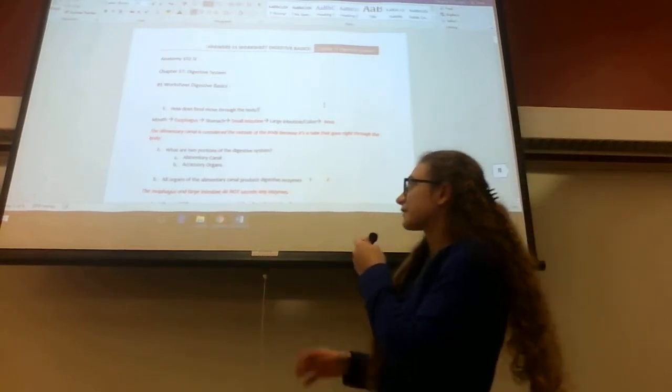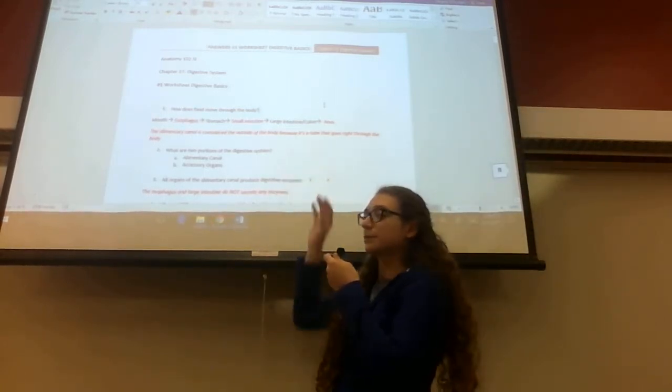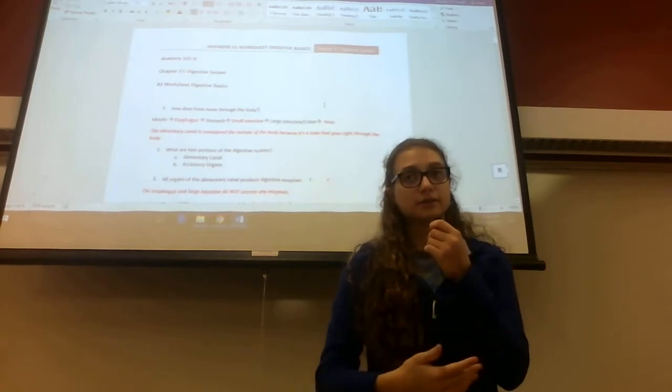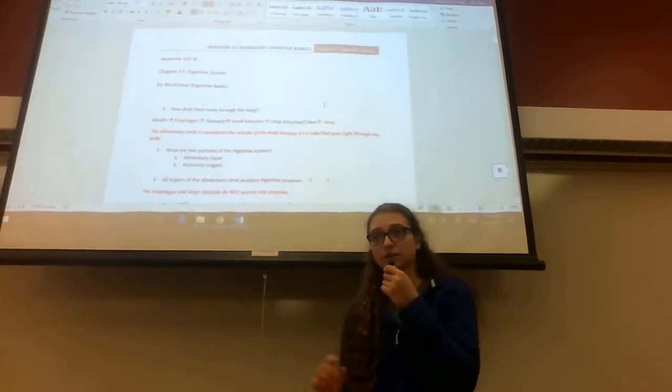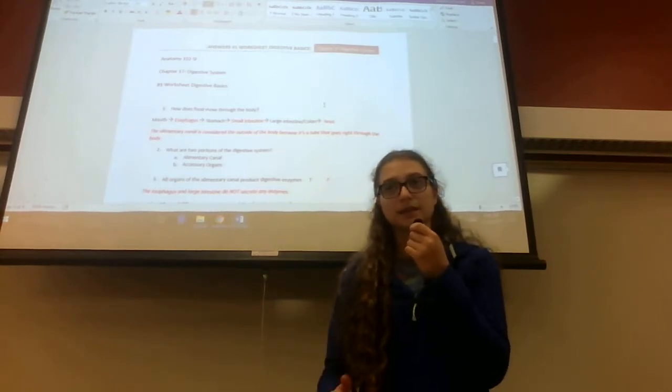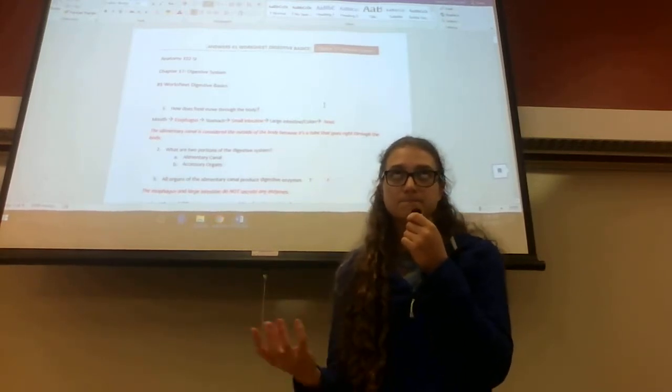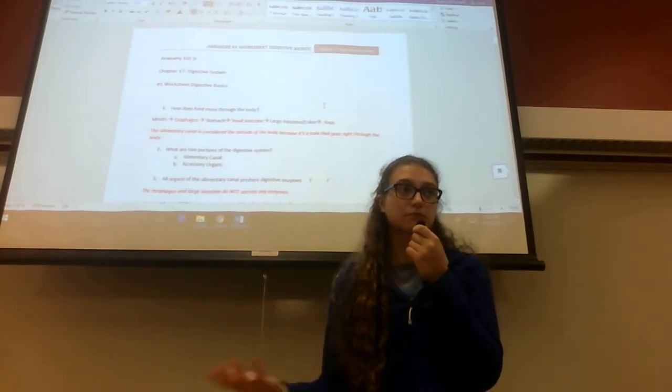So there are two portions of the digestive system. This first part is the alimentary canal, and then there are accessory organs. In the alimentary canal, food moves through. In accessory organs, food does not move through. That's the basic generalization of it.